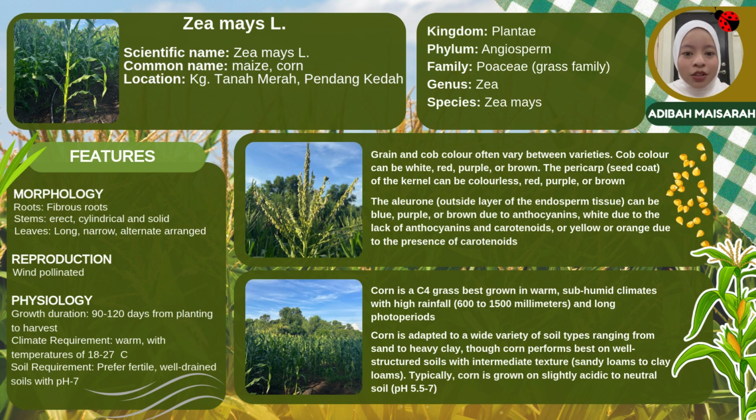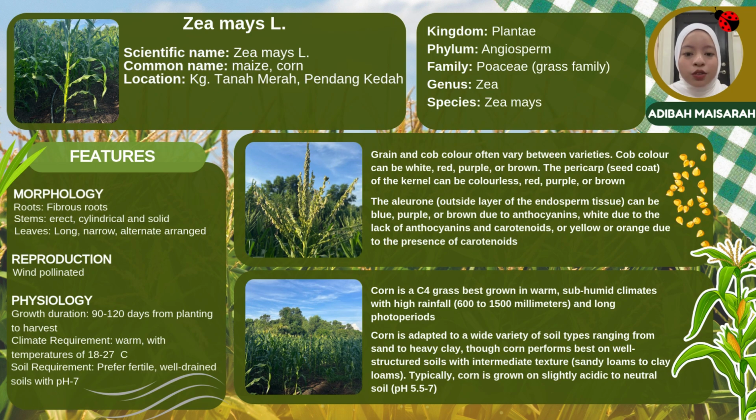How about the physiology of this plant? The growth duration of this plant is about 90 to 120 days from planting to harvest. The climate requirement of this plant is warm, with a temperature of 18 to 27 degrees Celsius. What is the soil requirement for this plant? It prefers fertile, well-drained soil with a pH of 7, which is neutral.